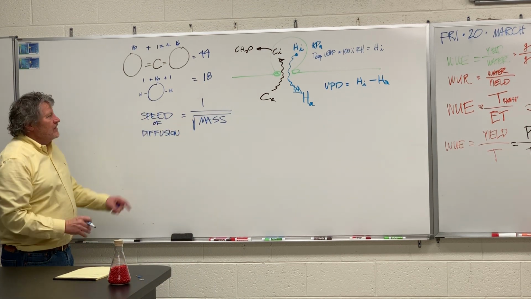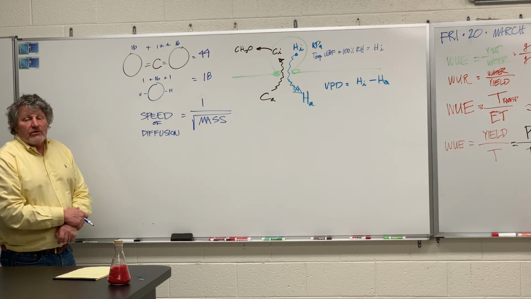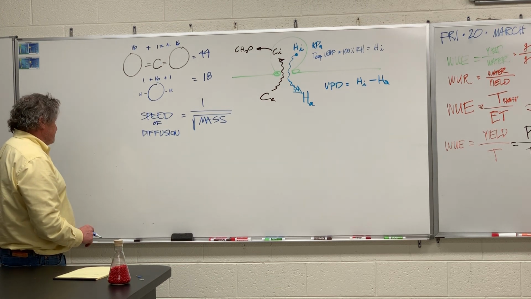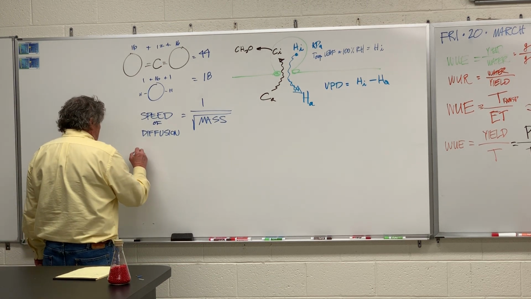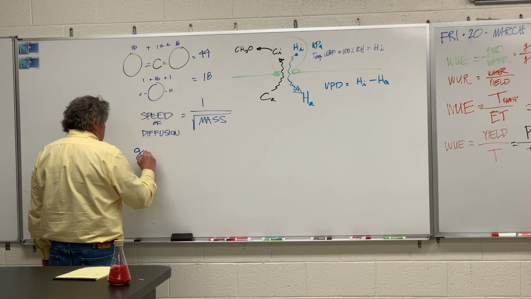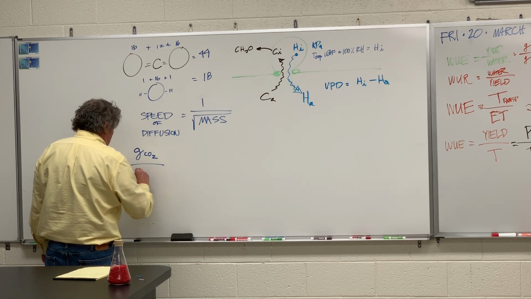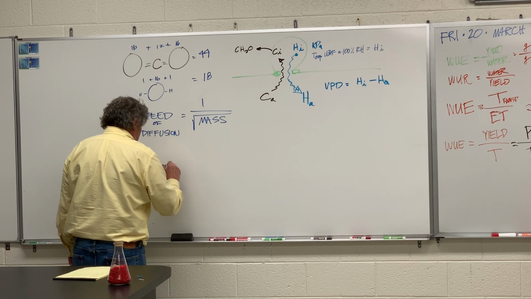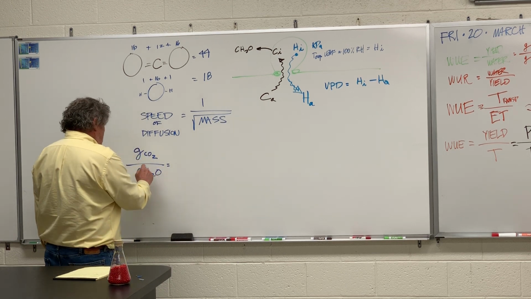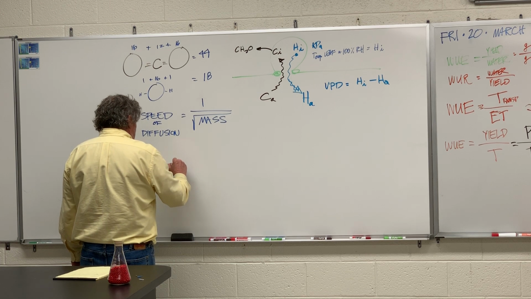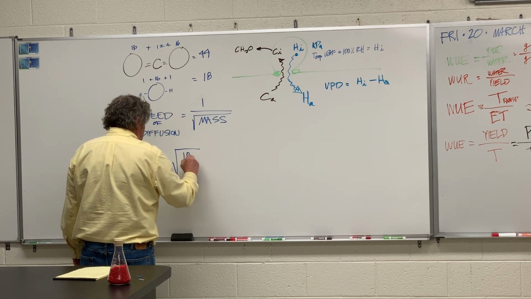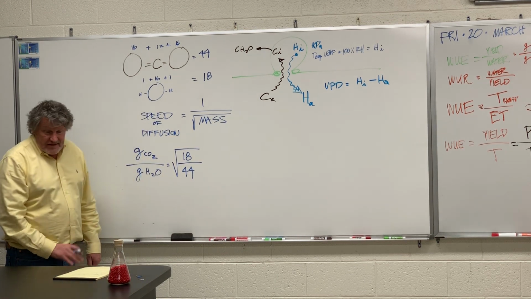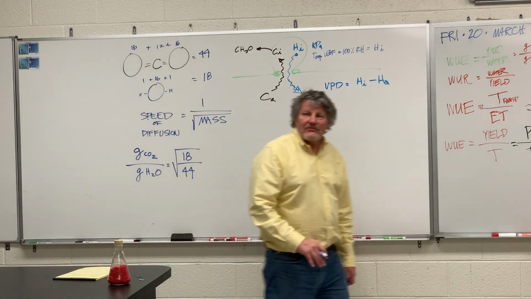So CO2, the water, is moving faster than CO2, and we can write this as the ratio of CO2 to the ratio of H2O equals the square root of 18 over the square root of 44. I think I have this right there. Check my math. Does that look right, Shu Young?